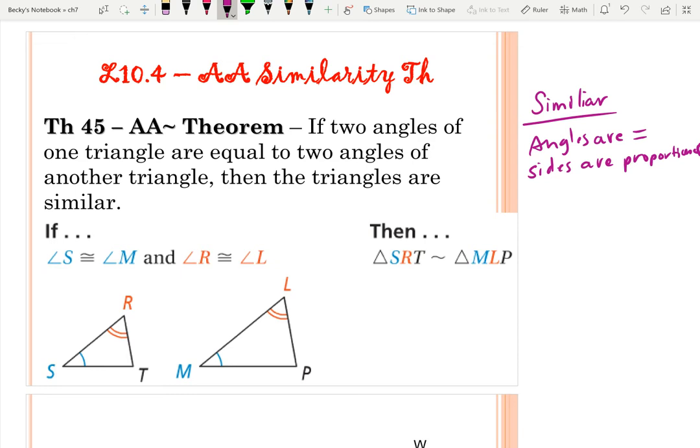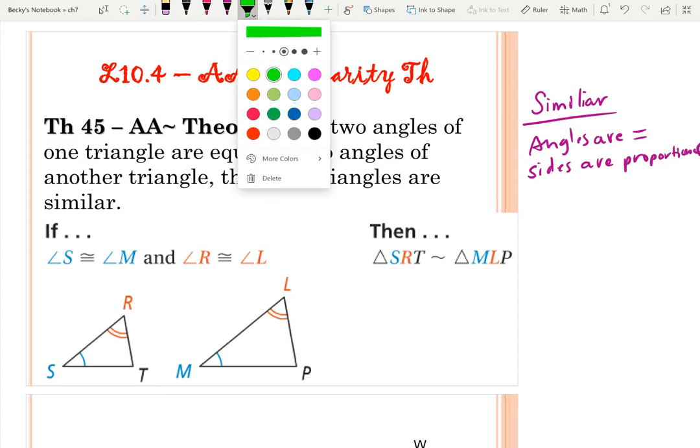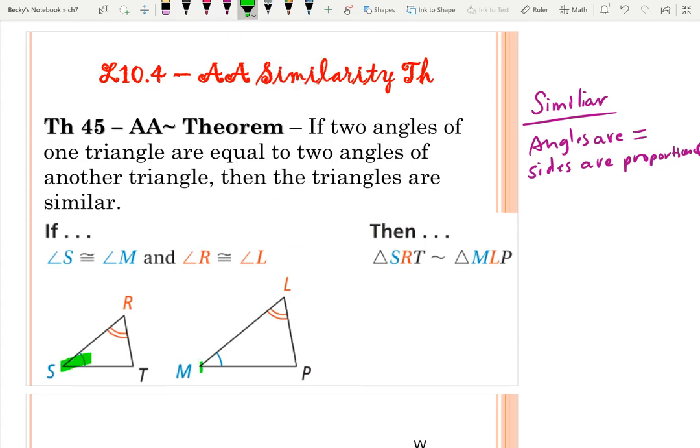Now, this is the easiest shortcut ever. If two angles of one triangle are equal to two angles of another triangle, then the triangles are similar. This is really nice because you don't have to do a proportion and check the side lengths. You can just look at it and say, do you have at least two sets of angles that are corresponding and congruent or equal? And as you can see on this one, we do. So angle S and angle M are corresponding and congruent. R and L are corresponding and congruent.